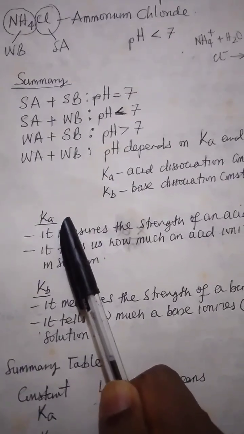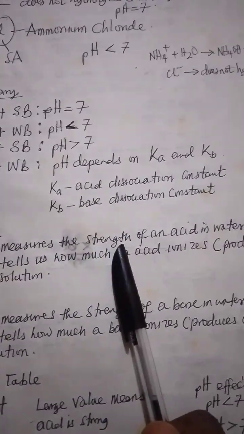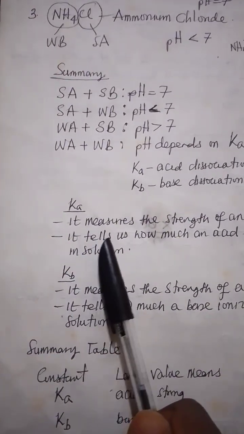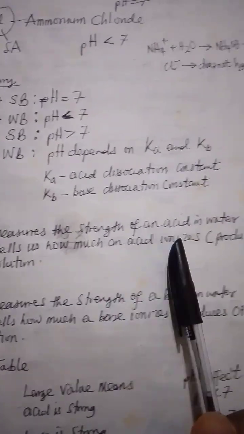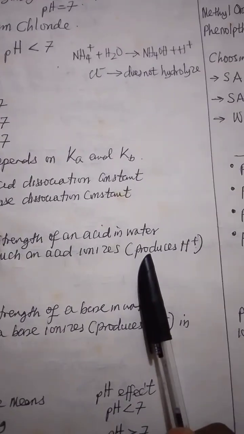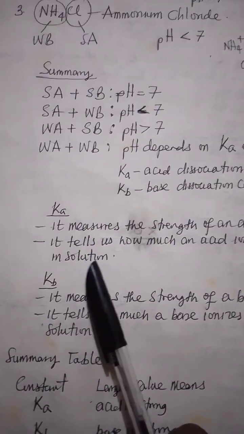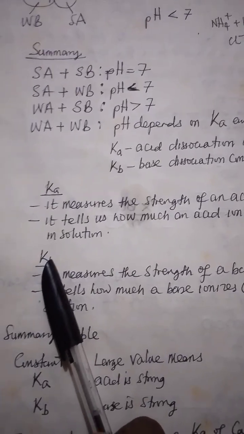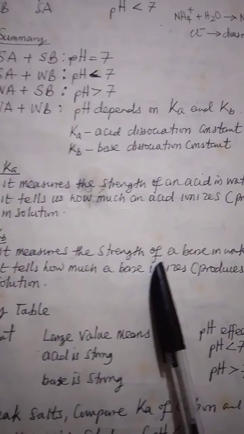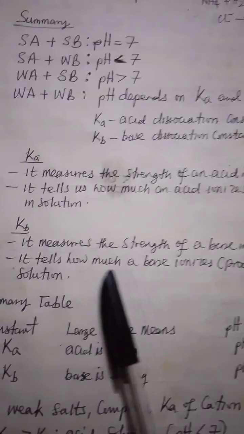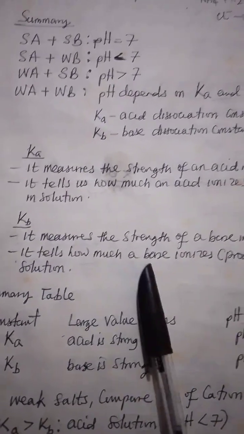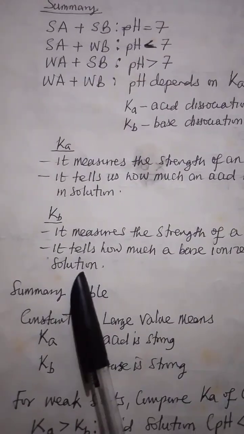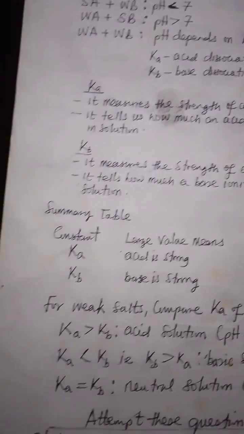Ka measures the strength of an acid in water. It tells us how much an acid ionizes, that is, produces H plus in solution. Kb, which is the base dissociation constant, measures the strength of a base in water. It tells how much a base ionizes, that is, produces OH minus in solution. So let's look at the summary table.